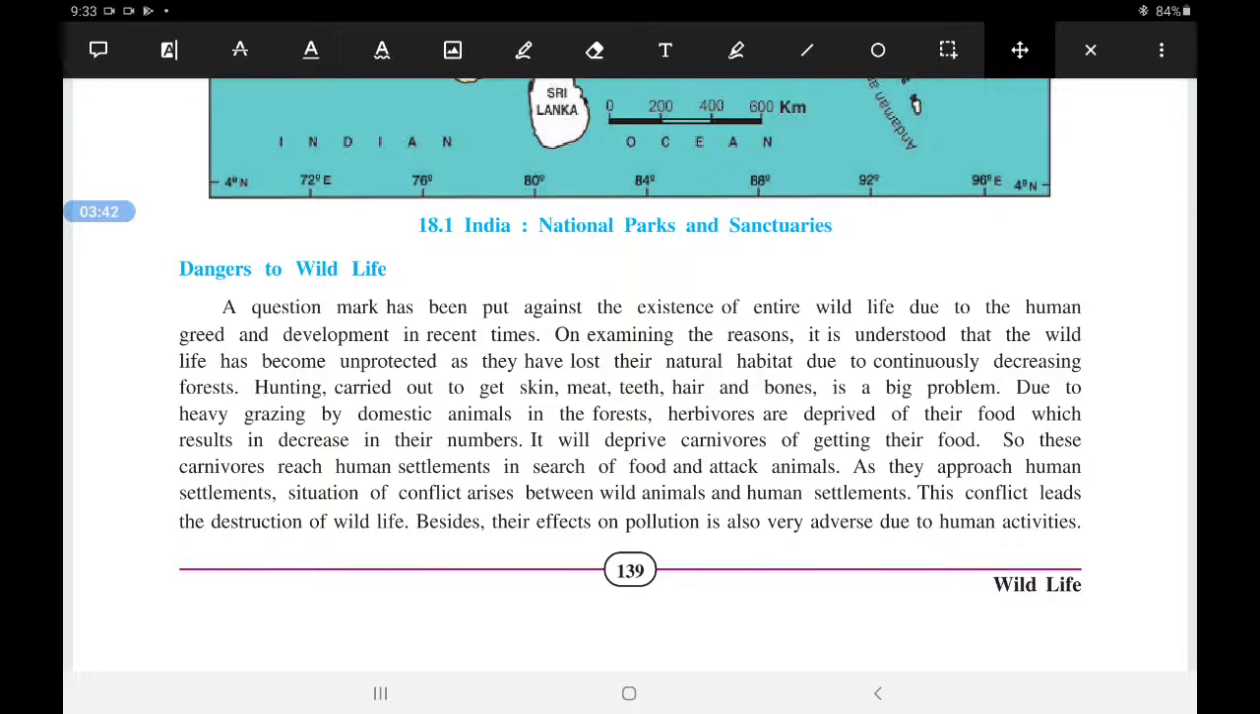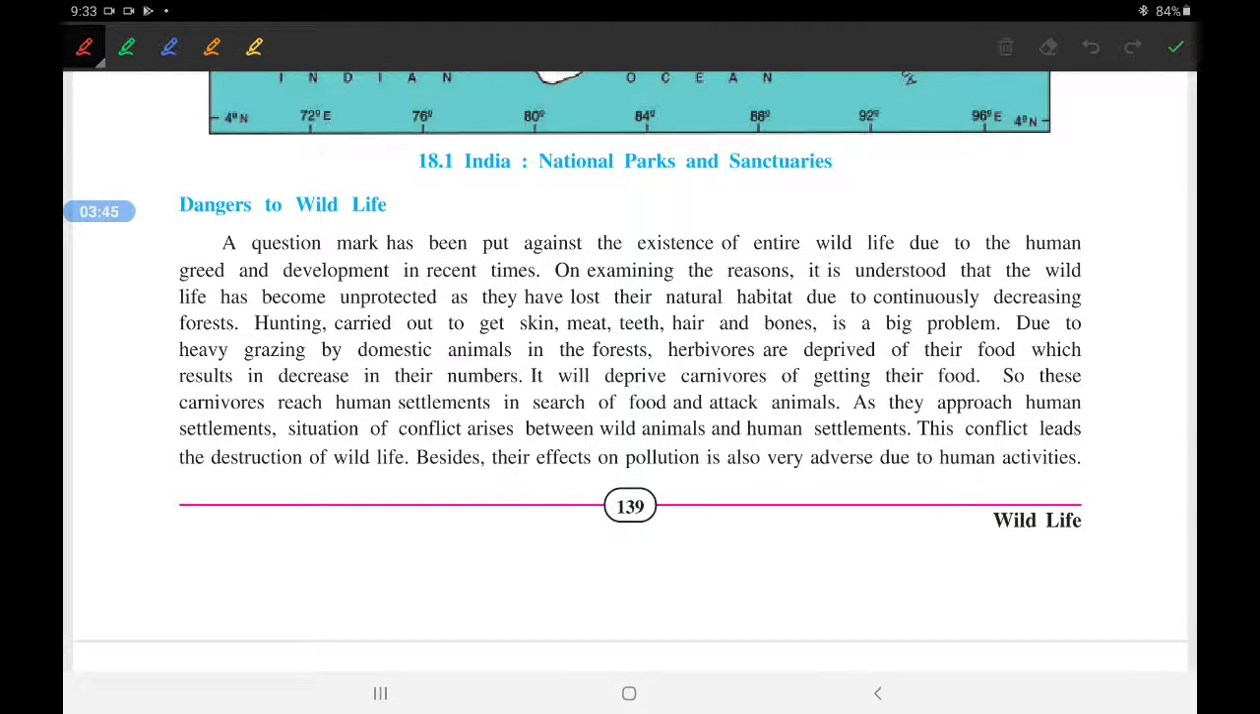Now, dangers to wildlife. What are the dangers to wildlife that we are going to see here? A question mark has been put against the existence of the entire wildlife due to human greed and development in recent times. On examining the reason, it is understood that wildlife has become unprotected as it has lost its natural habitat. A lot of forests and trees have been cut down, and due to that, the natural habitat of that area has been destroyed.